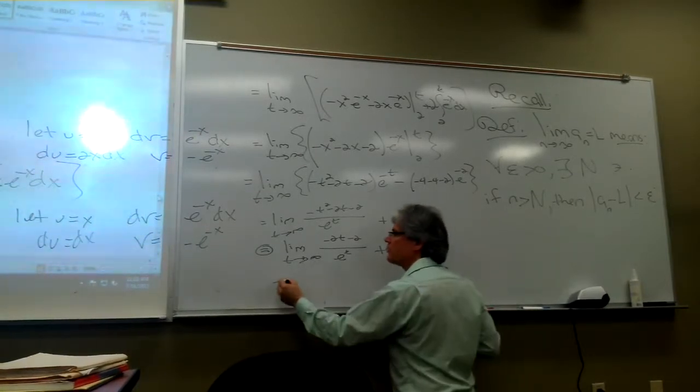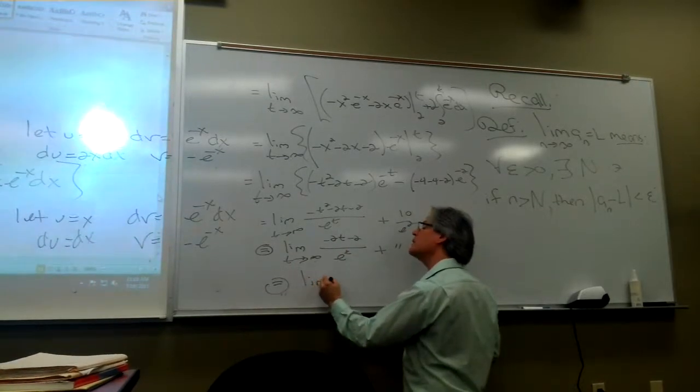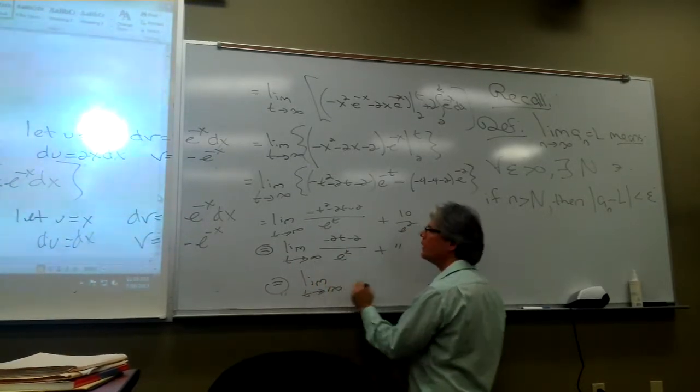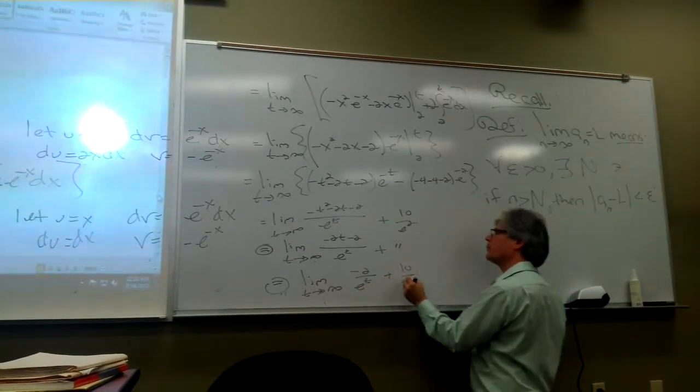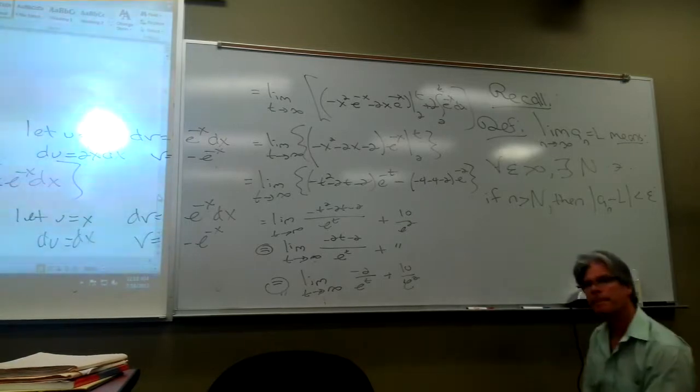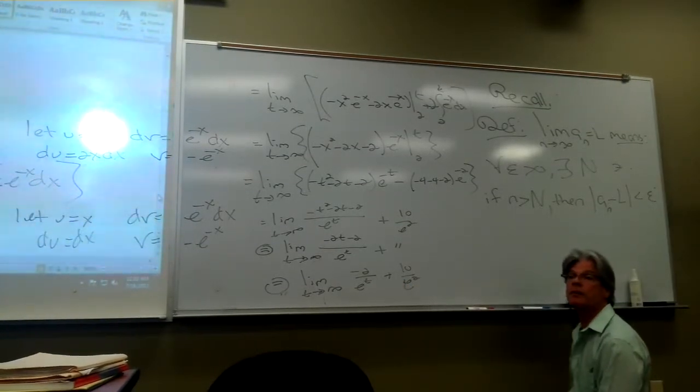Now, applying L'Hopital's rule again, because I can, I've got infinity over infinity, so that leaves me with the limit as t goes to infinity of negative 2 over e to the t, plus my constant.